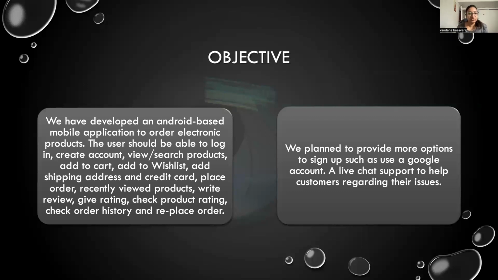As per the objective, we have developed an Android based mobile application to order electronic products. Users should be able to log in, create an account, view or search products, add to cart and add to wish list, add or update their shipping address or debit and credit card details, and place an order. They can also view recently viewed products, write reviews, view product reviews and ratings, give ratings, and check the order history. If they want to repurchase or replace a previously placed order, they can do this.